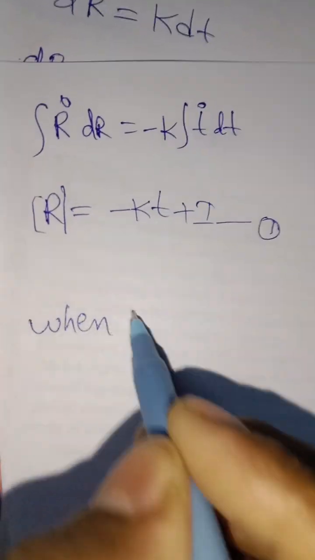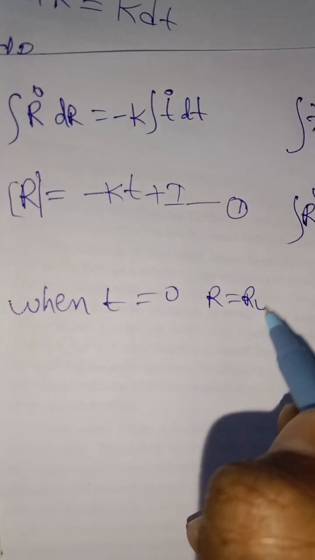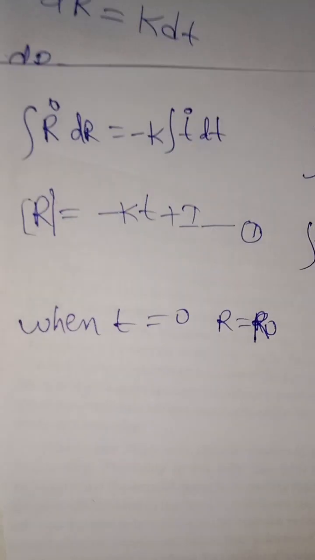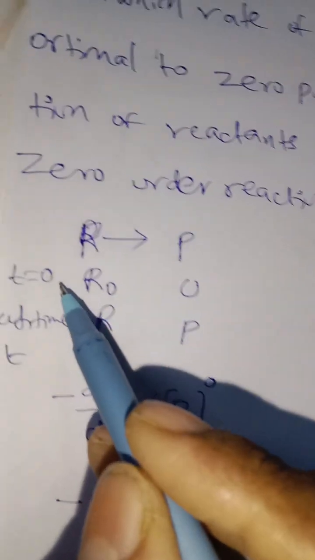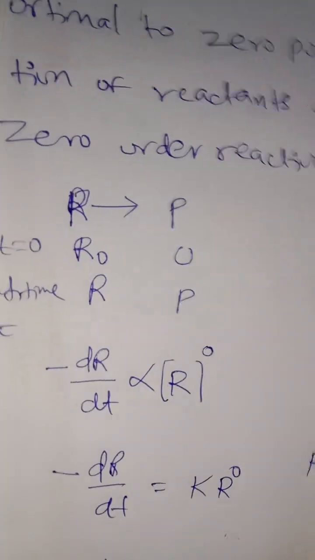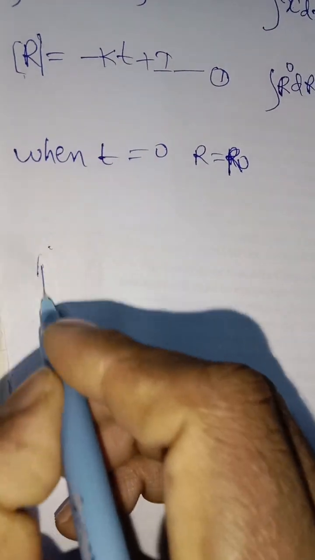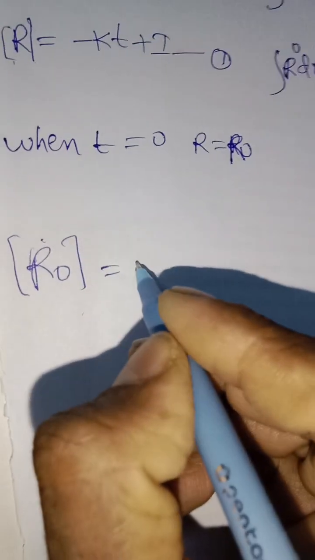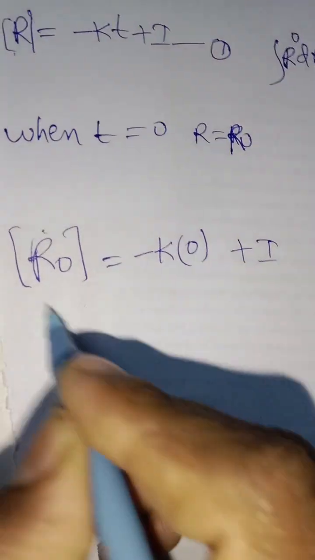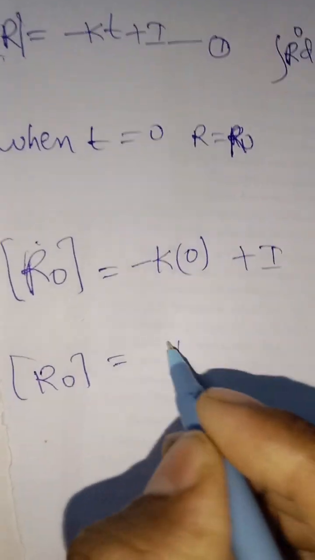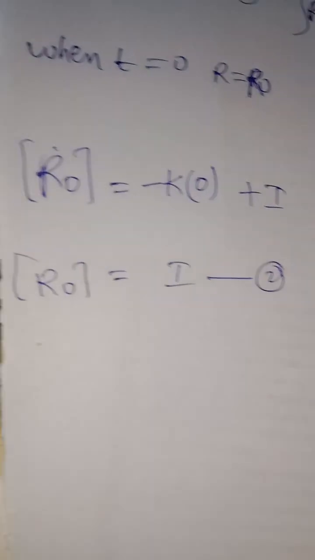When time t is equal to 0, R becomes R naught. We have seen that the initial concentration of the reactant is R naught. Substitute in this equation: in the place of R, take R naught, equal to minus K into time, which we have taken as 0, plus I. Simplify this expression. K into 0 means 0. Here R naught equals I. Assume it as equation 2.